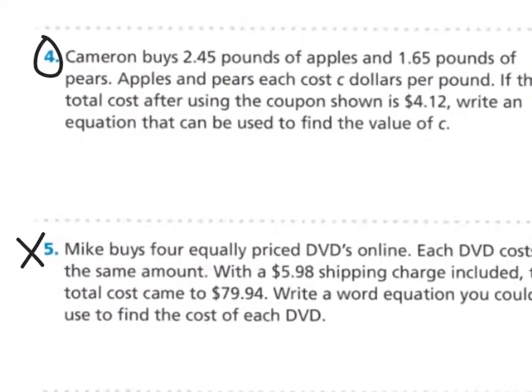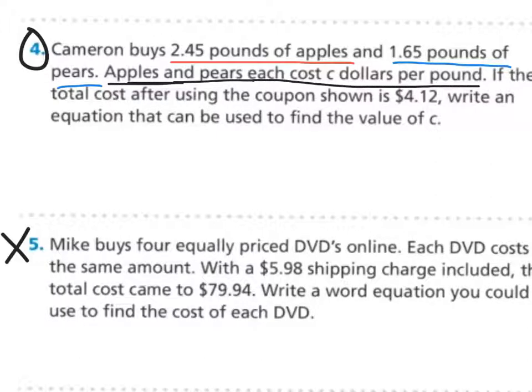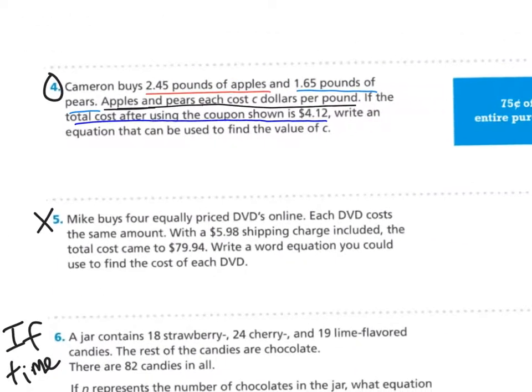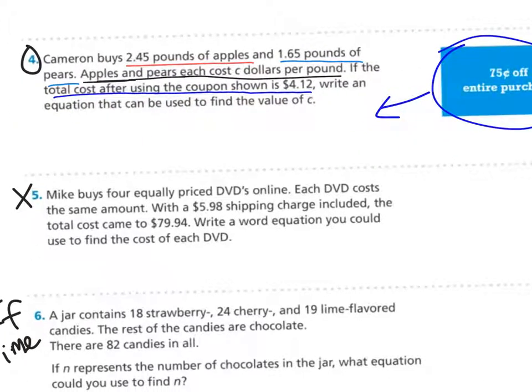Number 4, Cameron buys 2.45 pounds of apples, 1.65 pounds of pears. And apples and pears each cost C dollars per pound. Total cost after using the coupon shown is $4.12, and they want us to write an equation. And the coupon is over on the side there, is that we get 75 cents off of our purchase.